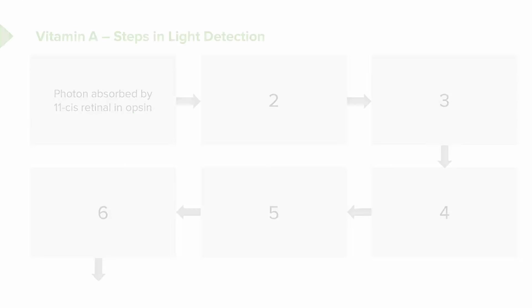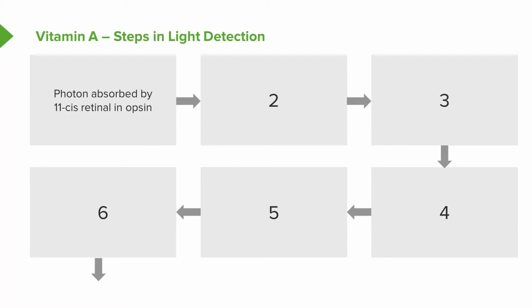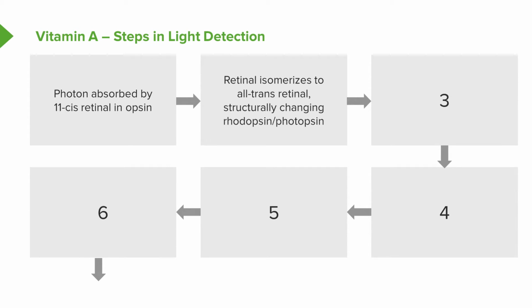the opsin. Now, if this is a rod cell, that's rhodopsin. If this is a cone cell, it's photopsin. The retinal isomerizes in response to this photon of light to change it from the 11-cis form to the all-trans form. This physical change in the structure of retinal affects the rhodopsin or photopsin that contains it. This protein change is communicated into the cell.